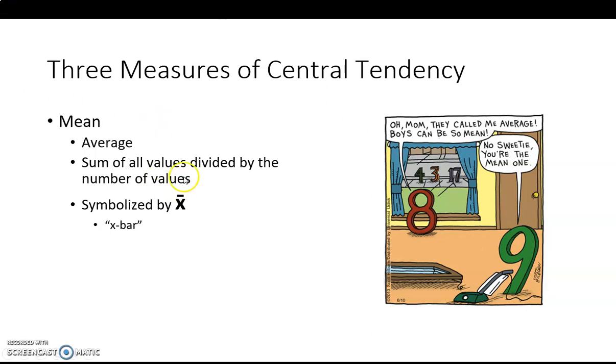This is symbolized by x bar for the sample mean. Of course, the population mean is a parameter, so that's symbolized by the Greek letter mu. This is the sum of all values divided by the number of values that you have. If you have an n, a sample size of 5, then you add up all those numbers and then divide by 5.